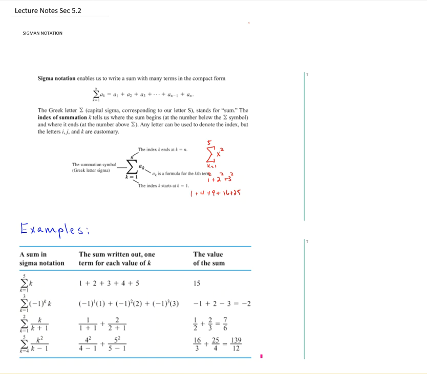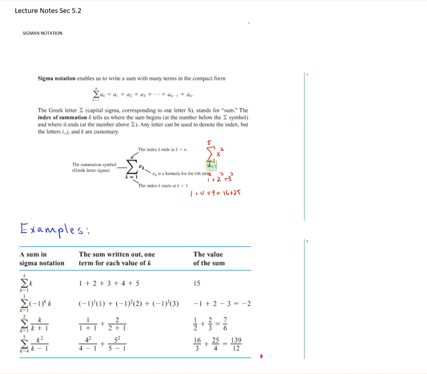The index k tells us where the sum begins, the number below the symbol, and where it ends, above. So this starts at 1 and ends at n. Any letter can be used to denote the index, but the letters i, j, and k are customary. And then here is where your formula for the kth term would be.